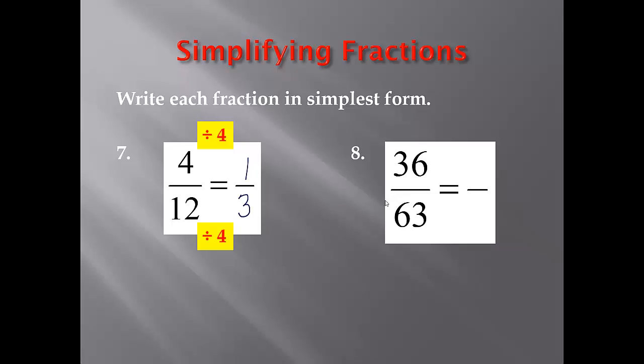And for number 8, we have 36 over 63, and we're going to simplify using the greatest common factor. The greatest common factor of 36 and 63 would be 9. So we're going to divide the numerator and the denominator by 9. 36 divided by 9 is 4, and 63 divided by 9 is 7. So our fraction simplified would be 4/7.